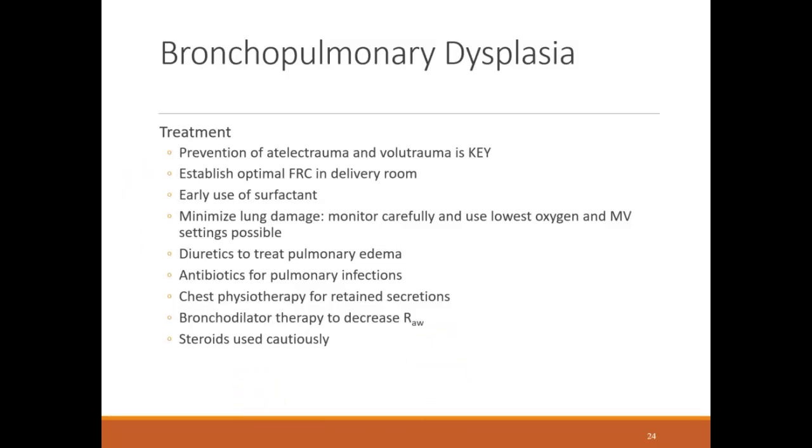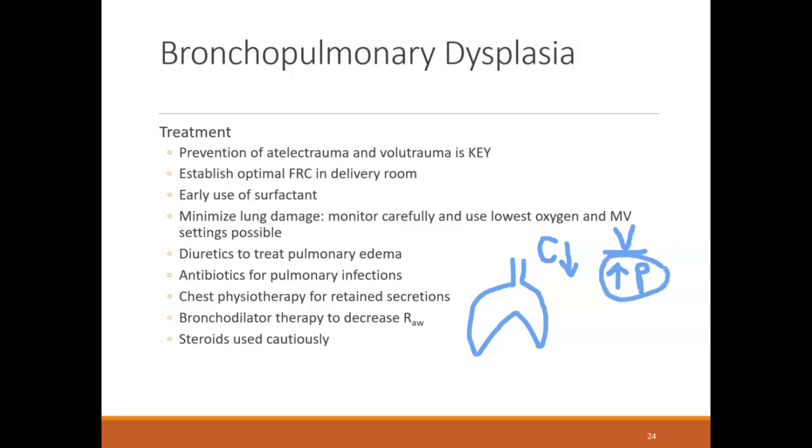So let's say I have these lungs. These are my pre-surfactant lungs, and they're blue. My lung compliance is decreased in these lungs. That means that to deliver the volume I want, I need more pressure. But remember, I'm in pressure control. So this is what I've set.